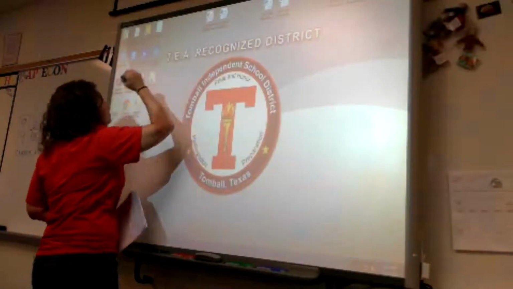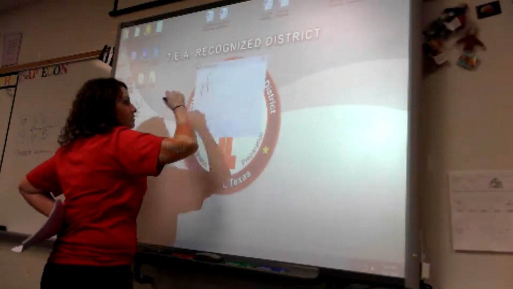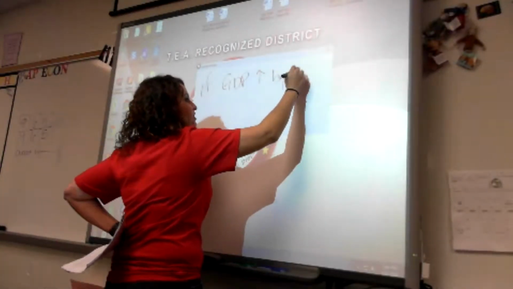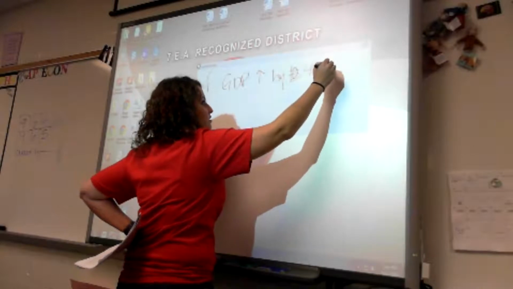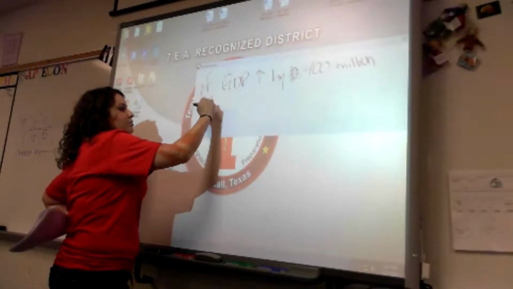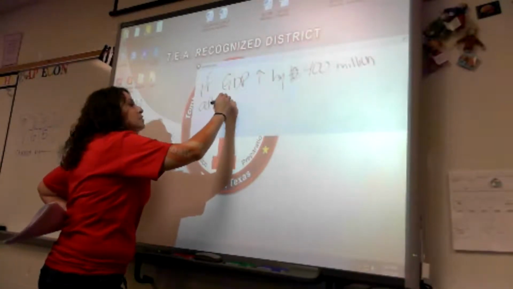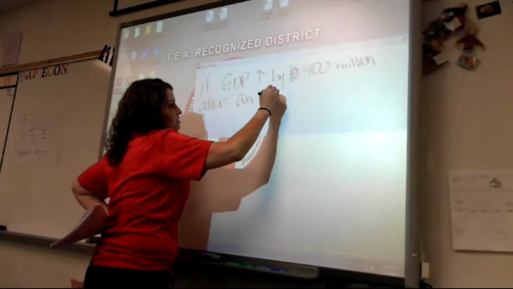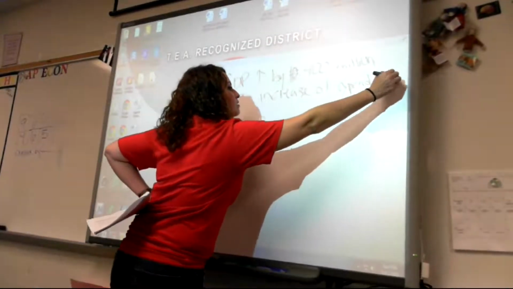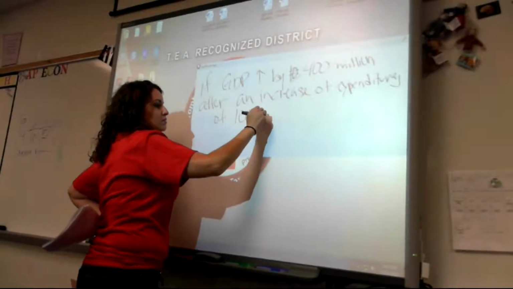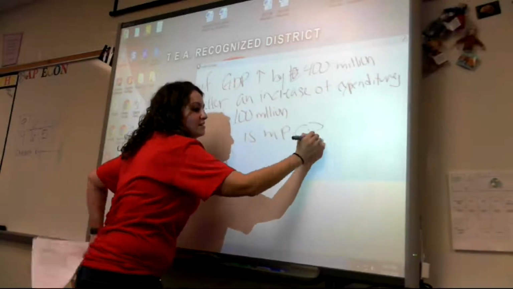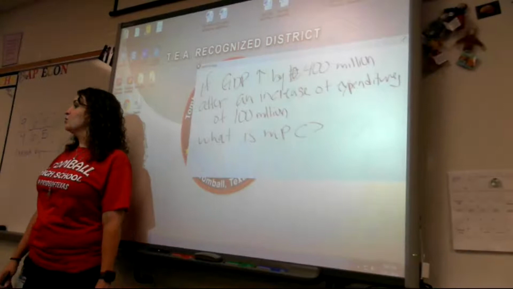That's cool. If GDP went up by 400 million after an increase of expenditures of 100 million, what is MPC? Ooh, now you're working a little backwards.